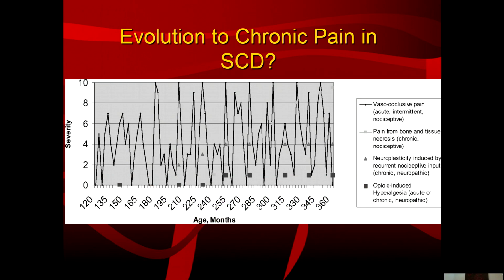So this is just a cartoon that I developed around 2010 to say what I said a few minutes ago about the possible evolution of chronic pain. On the right-hand side, you see 4 kinds of pain: vaso-occlusive pain from a typical crisis, nociceptive pain from bone and tissue necrosis, neuroplasticity, which may or may not occur, and even opioid-induced hyperalgesia for patients who are given opioids chronically.